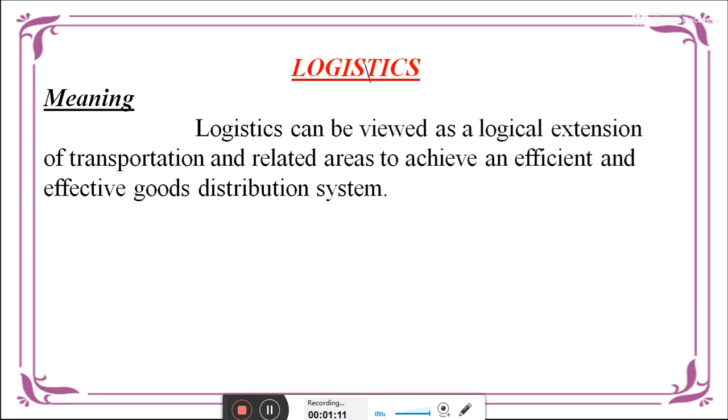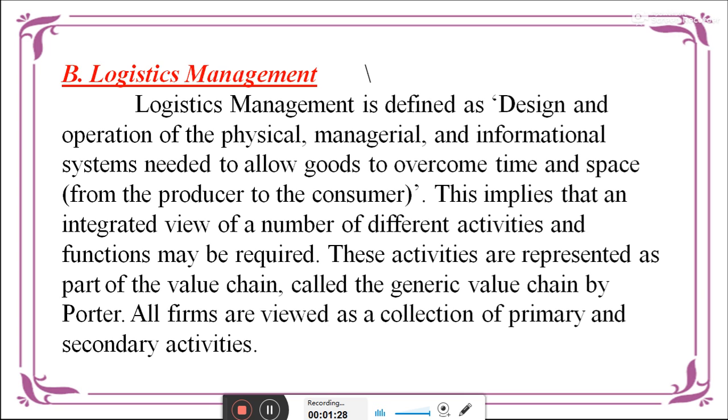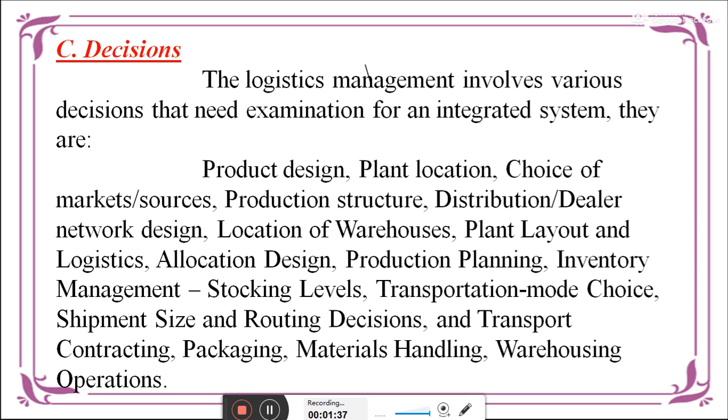Logistics can be viewed as an extension of transportation-related areas to achieve an effective and good distribution system. That is logistics management. In logistics management, we look at how information, goods or services are distributed over time. Then the main decisions are product design, product location, and product choice. These are the structures we discussed in the last class.